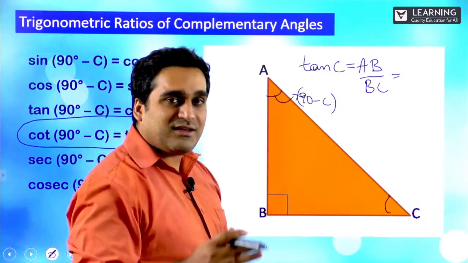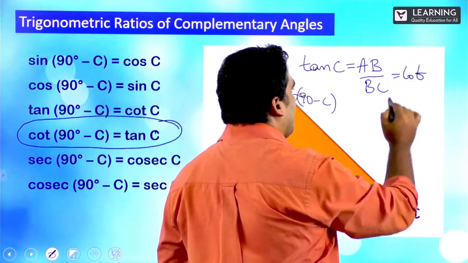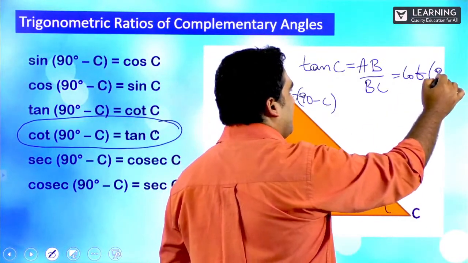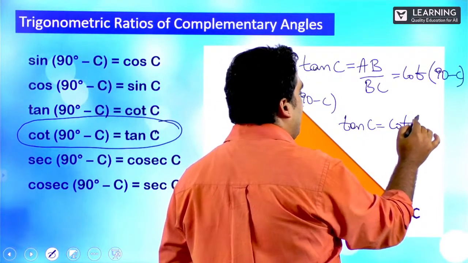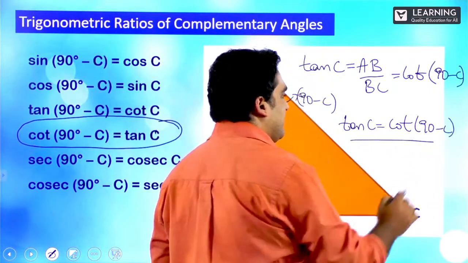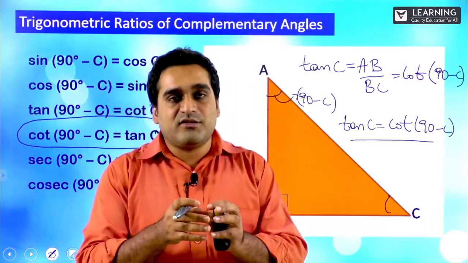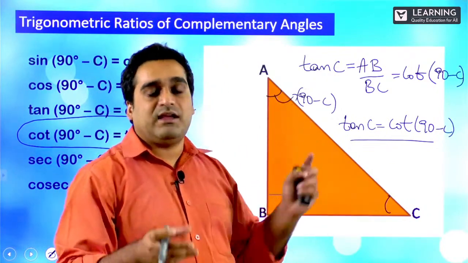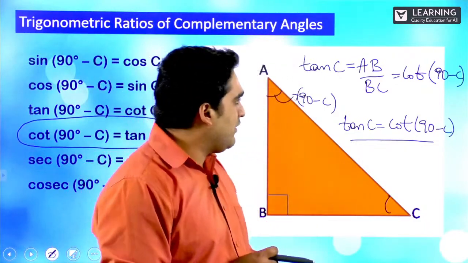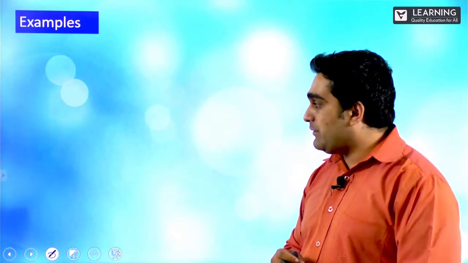So AB is adjacent and BC is opposite for this angle, which means it gives you the trigonometry ratio cot. Cot, and what is the angle? 90 minus C. Therefore, tan C is equal to cot 90 minus C. So this is how you can prove how one trigonometry ratio is closely related to the other when two different angles are taken into consideration. So let us look at a few examples of how to solve such trigonometry ratios for a complementary angle.